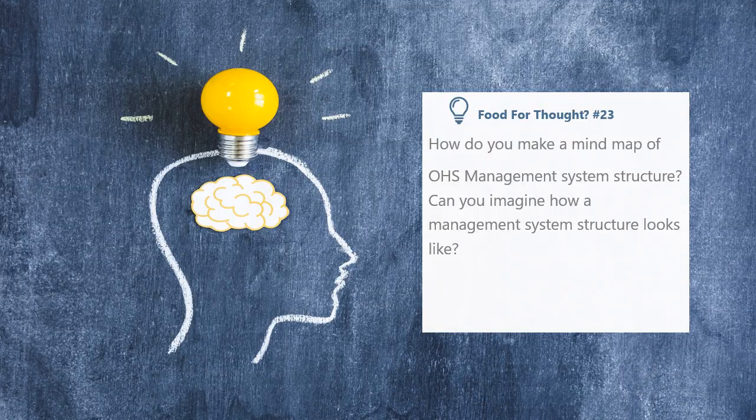Here is another food for thought for you. How do you make a mind map of an OHS management system structure? Can you imagine what a management system structure looks like? Pause this slide and think about the answer before I explain. To make a mind map of an OHS management system, you need to bear in mind the objectives or intended outcomes of the OHS management system.